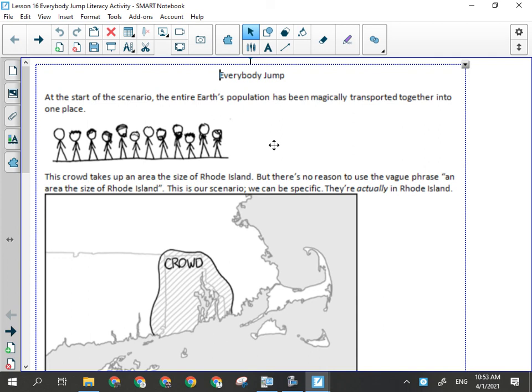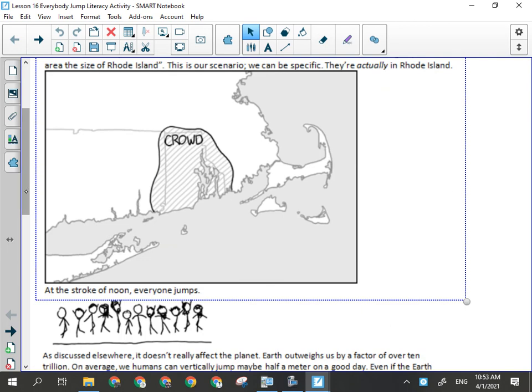That's where the jump is going to occur. Okay? We're going to put them all in Rhode Island, and with everyone standing shoulder to shoulder, the whole state will be covered with people. Okay? That's how many people. There's a lot of people in the world. Okay? All right. So we're all in Rhode Island, whole Earth population. There's our crowd. Okay, everybody there. We've timed this so that at the stroke of noon, everybody will jump.